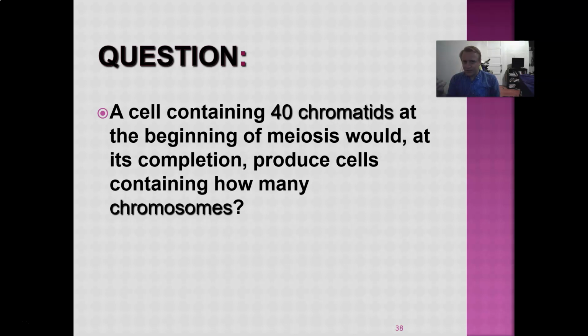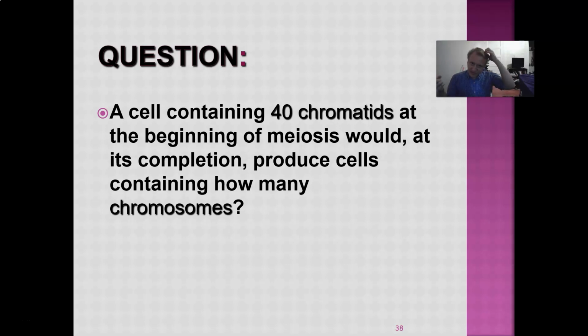So remember, every chromatid is a copy. So if you had 40 chromatids, that means you started out with how many chromosomes? You started out with 20, right? And then you copied all of those and you wound up with 40 sister chromatids. How many chromosomes is it going to have at the end of meiosis?